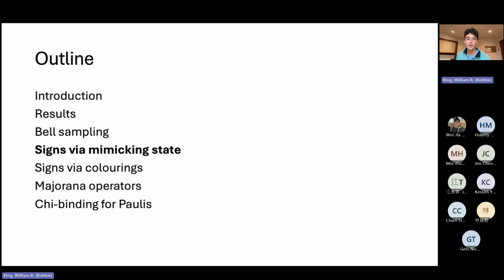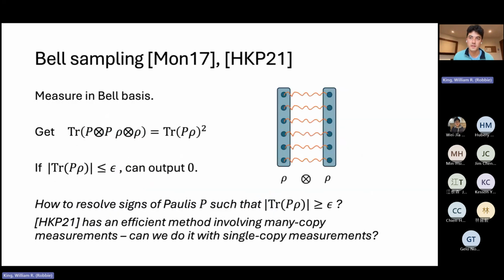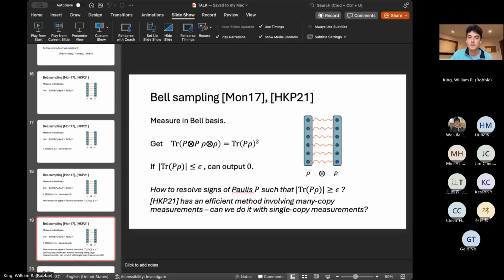Okay, so the first way that we can resolve the signs is by using a technique that we call the mimicking state technique. So let's see what happens here. By the way, I should pause for questions here, because it's key to understand this part.